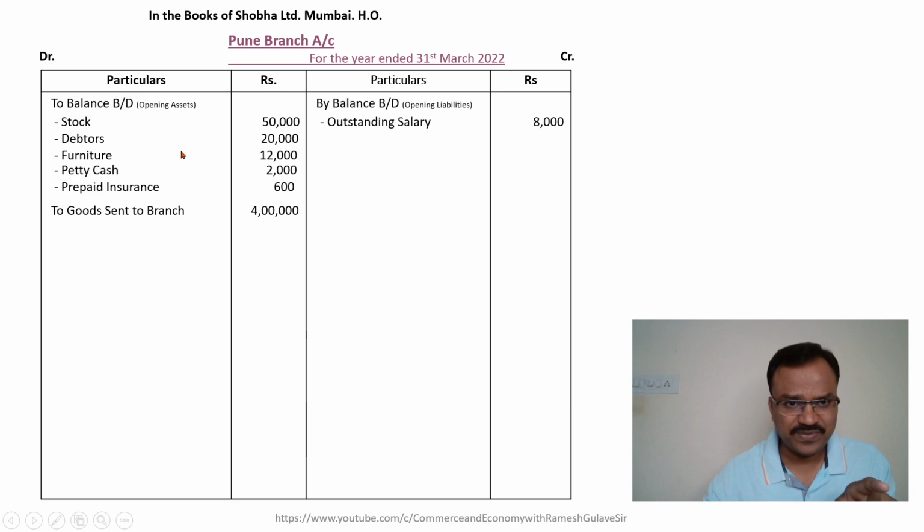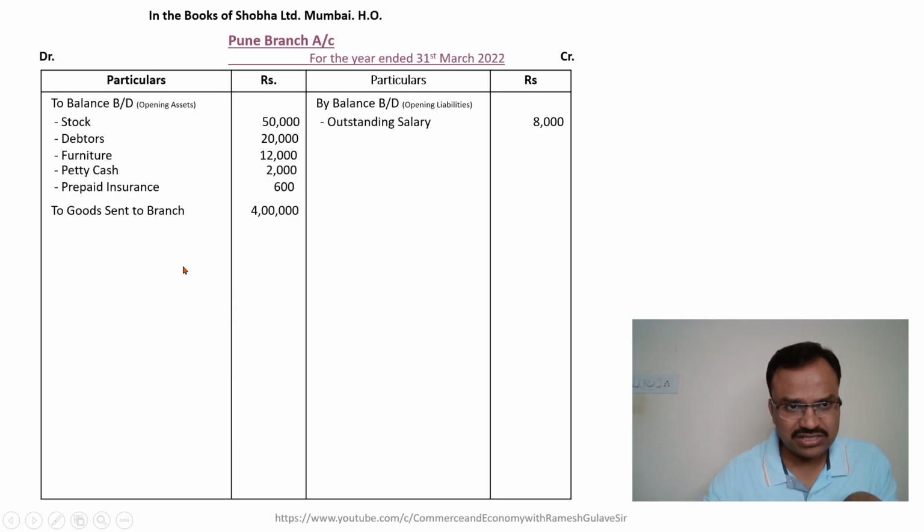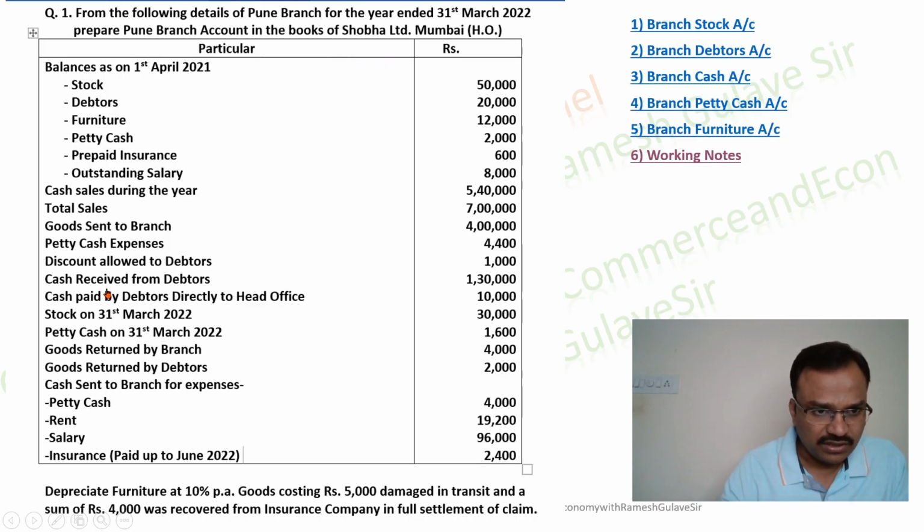One more time, here we are not going to record this discount allowed to debtors in branch account, because in branch account we record the opening balance of debtors and closing balance of debtors. So in this way the effect of debtors is given in the branch account. So discount allowed to debtor is recorded in the branch debtors account and in the branch expenses account if there are expenses generally. Then next point is cash received from debtors.